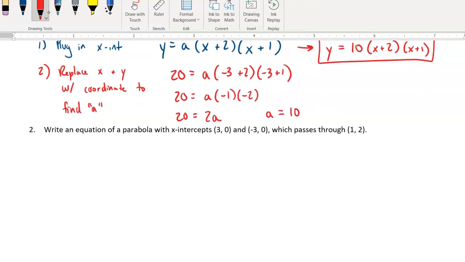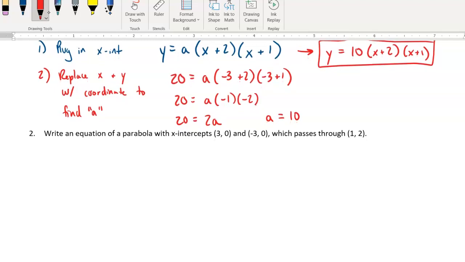All right, I want you guys to try this last one on your own. This last one, you're going to follow the same steps where you're first going to plug in the x-intercept. Then after you plug in the x-intercept, replace x and y with the other given coordinate to find a, and then write your final equation in factored form. So go ahead and pause the video and hit play when you're ready to check your answer.